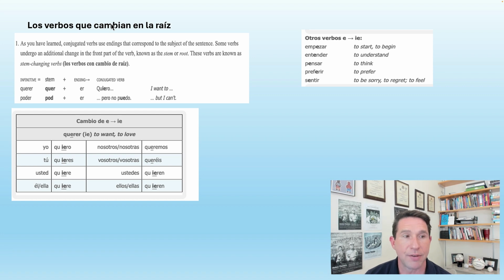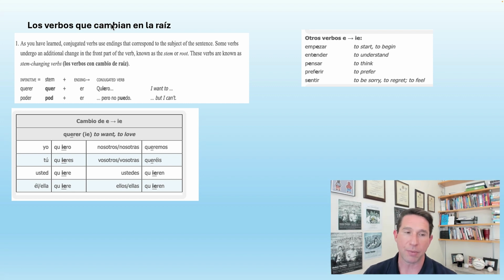These verbs are known as stem changing verbs, or los verbos con cambio de raíz. So the infinitive is querer. The stem, if we take off the ER, would be quer, Q-U-E-R. So we change that E to I-E. The U with the Q, just like in English, it needs the U, so we kind of disregard the U. It's part of the Q. So sí, quiero, E to I-E, and poder, O to U-E. We have pod, and it becomes puede, puedo, right? Good. So remember, E to I-E.